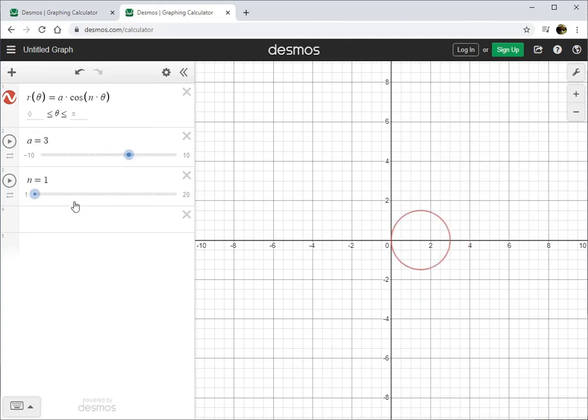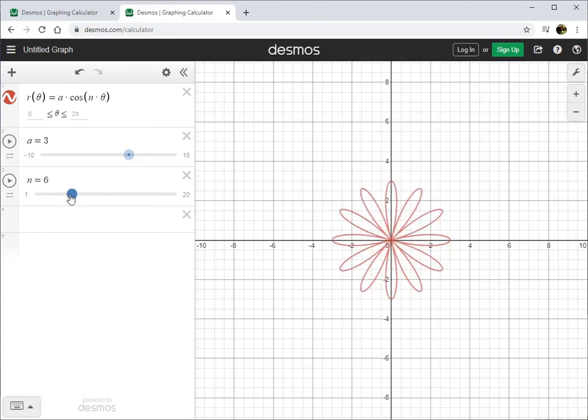And then what does N do? Well, N is the period constant if we were graphing a cosine wave. But here we're not. We're doing polar graphing, so it works a little differently. If N is 2, you get 4 petals on this rose. If N is 3, you get 3. If it's 4, you get 8. 5, 6, you get 12.